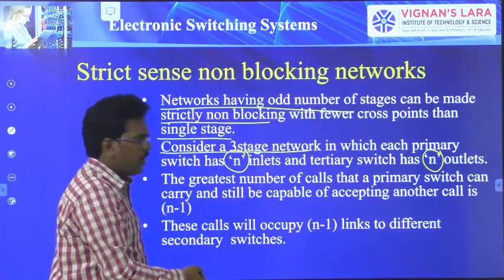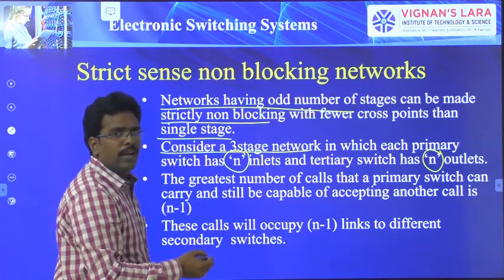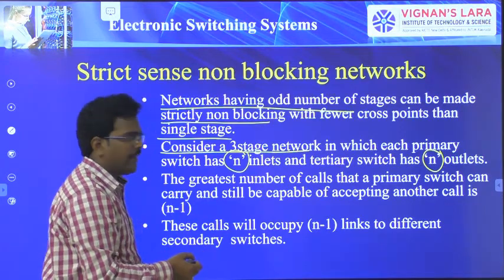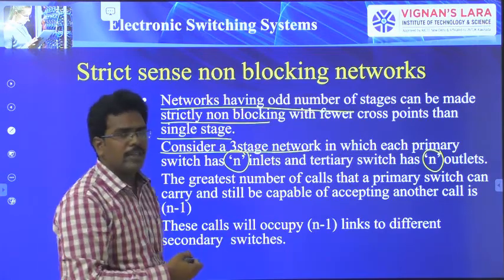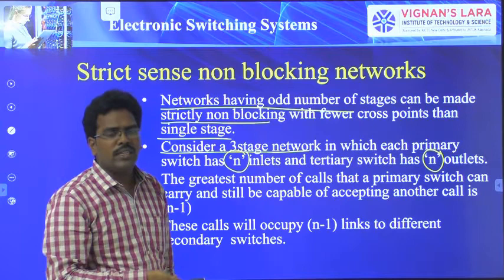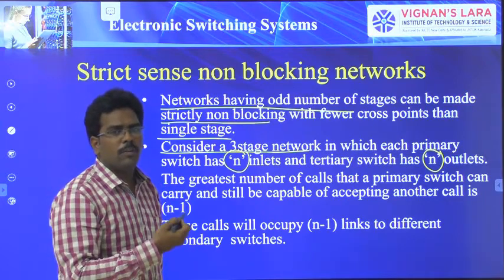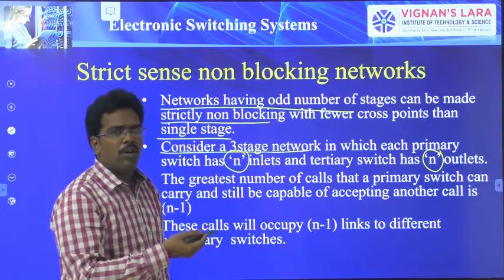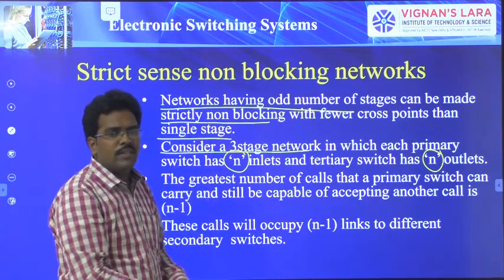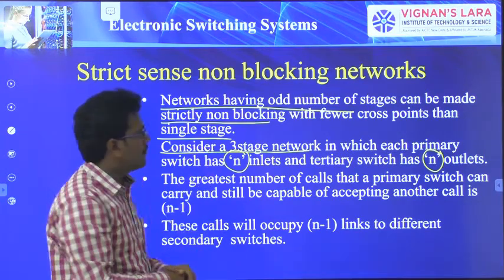to make it non-blocking, we have to add one more secondary switch. So this is the explanation for converting a 3-stage blocking network into a 3-stage non-blocking network. But the drawback here is you have to add more switches in the secondary stage.